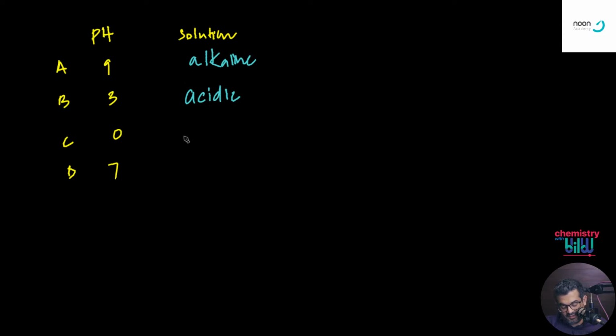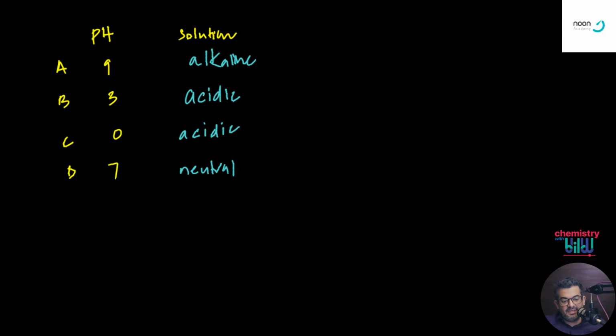And C, pH 0, what is Charlie? Charlie is also acidic. Now, obviously, those who know this, it's a strong acid, but it's acidic, right? And the fourth one is neutral.